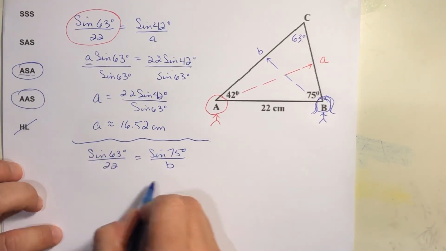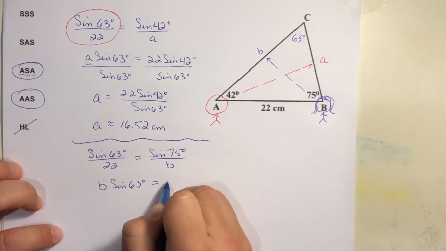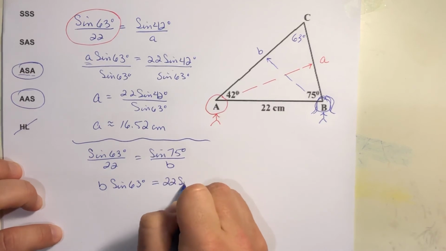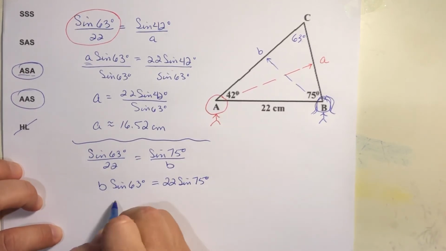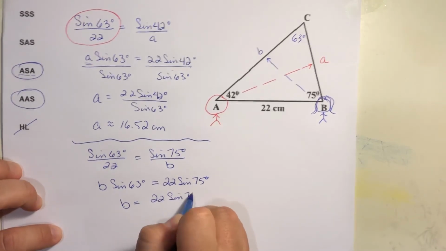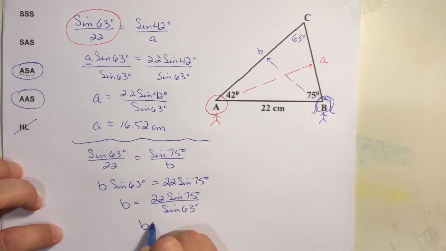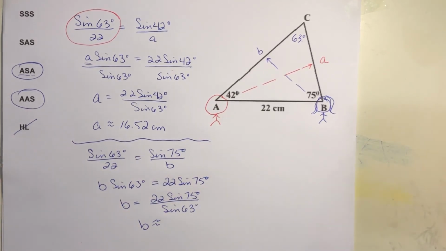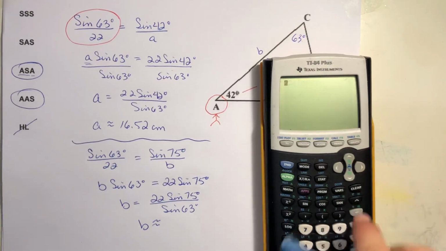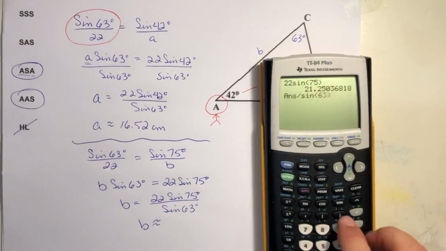Let's see. I'm going to speed this up a little bit after the example we just did. So I'm going to have b sine 63 equals 22 sine 75. I'm going to divide by the sine of 63. And now I grab my calculator and type. Let me clear that out. 22 sine 75. All right, so that numerator is a little larger, and I'm going to divide by the sine of 63.